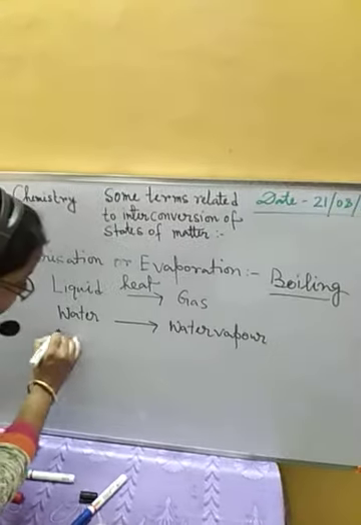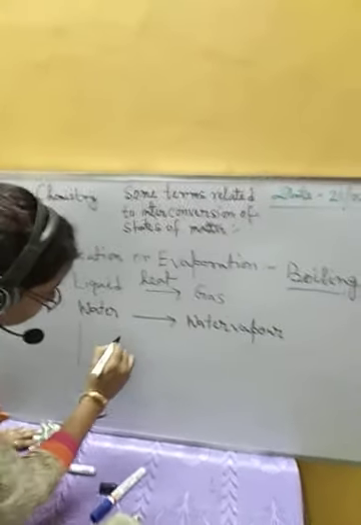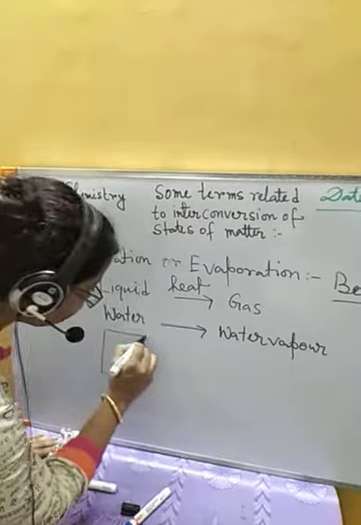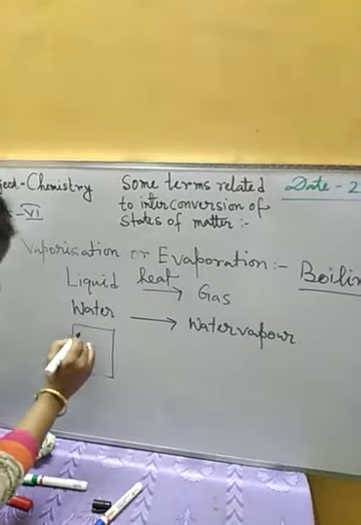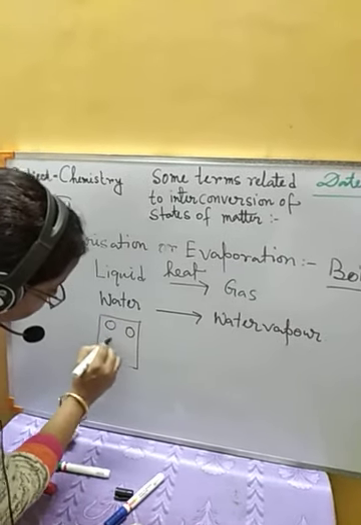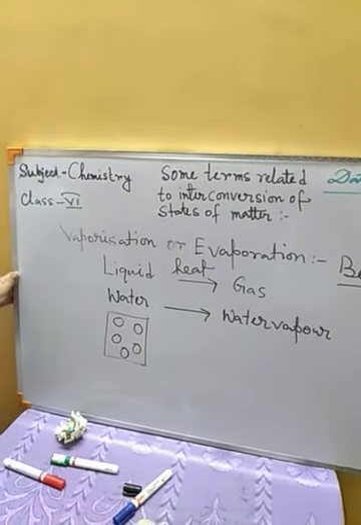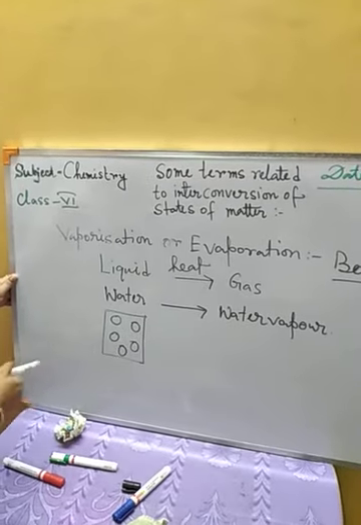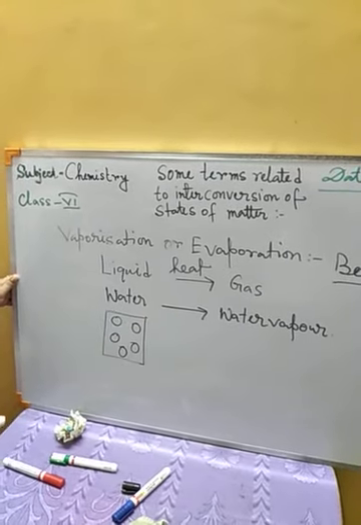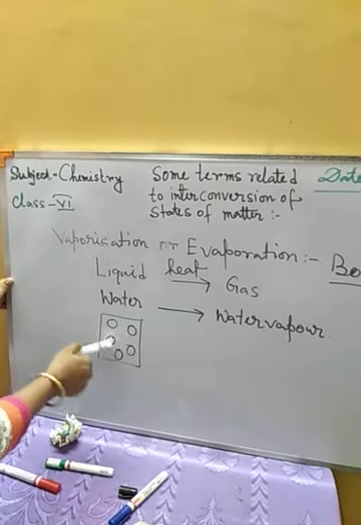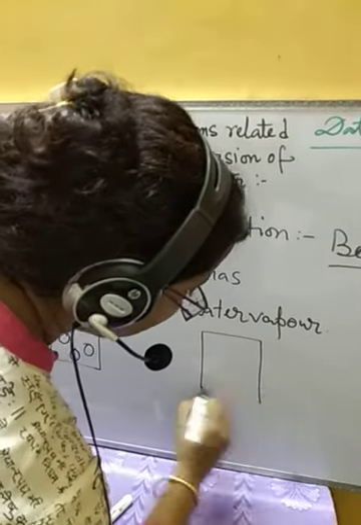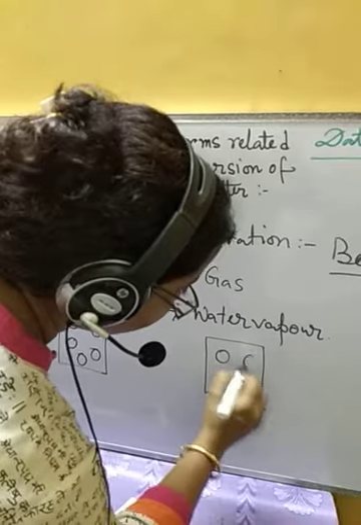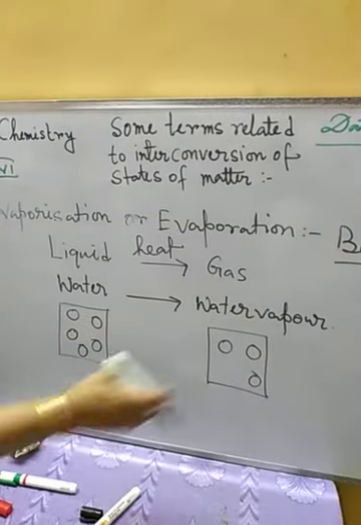Now, why does this change take place? As we have seen for melting, the same thing we are going to see for vaporization or evaporation also. So let us see the position of the particles in water. In liquid, there is some space in between the particles, and the particles are arranged in this manner. So these are the particles of water or liquid. And for water vapor, we know there is a lot of gap between the particles of vapor or gas. So suppose these are the particles.